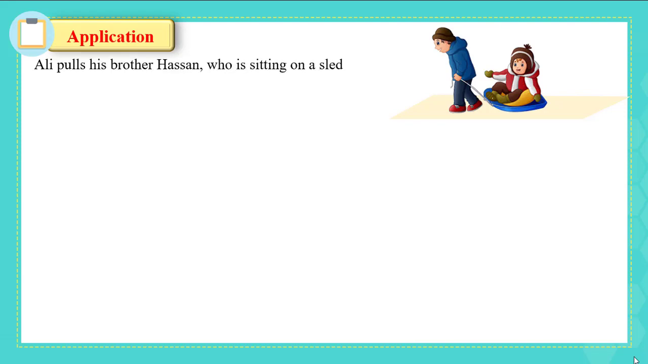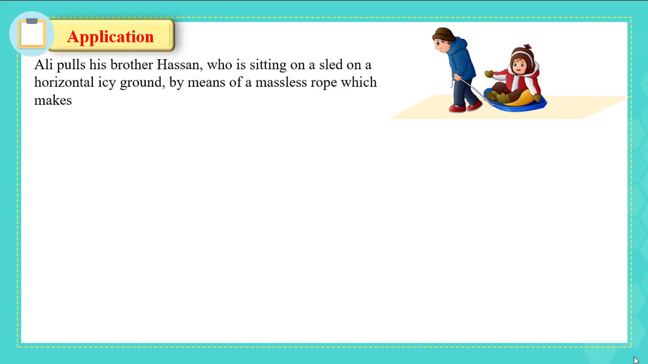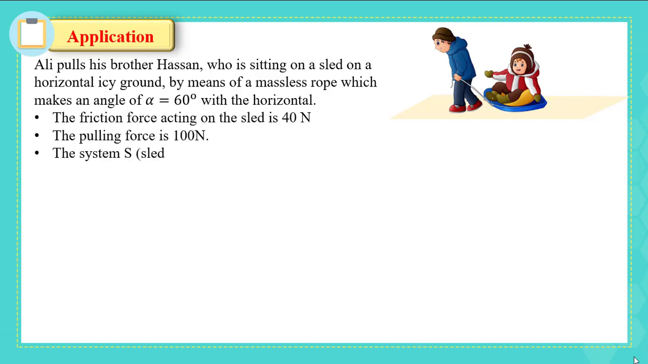Let's solve this application. Ali pulls his brother Hassan, who is sitting on a sled on horizontal icy ground, by means of a massless rope, which makes an angle of alpha equals 60 degrees with the horizontal. Given the friction force acting on the sled is 40 newtons, the pulling force is 100 newtons, the system S, sled and Hassan, has a mass m equals 20 kilograms. g equals 10 meters per second squared.